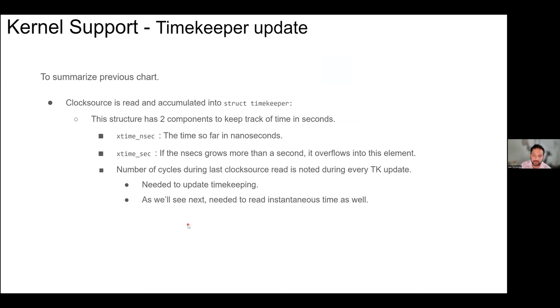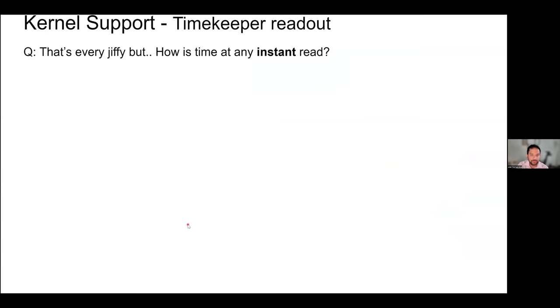And next we'll see, this is only for updating the time, right? But what about if you want to read the time at any given instant? So how do we read the time at any given instant? Because these clock sources are nanosecond scale.